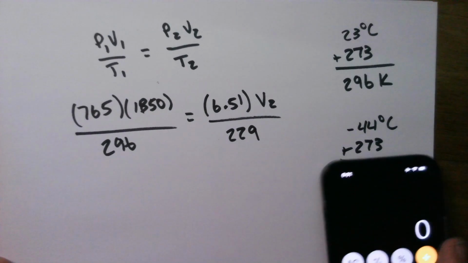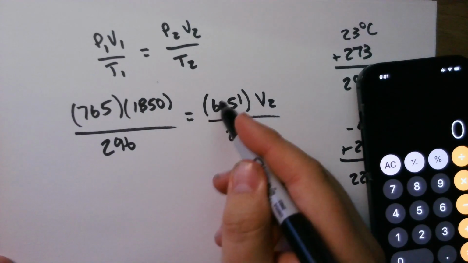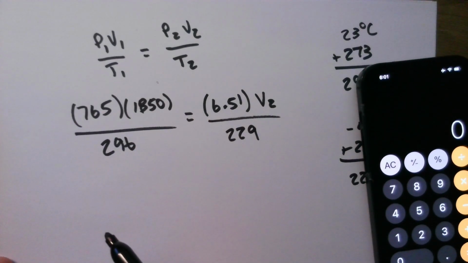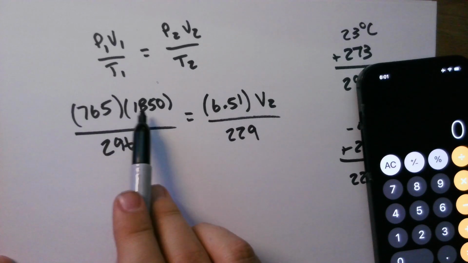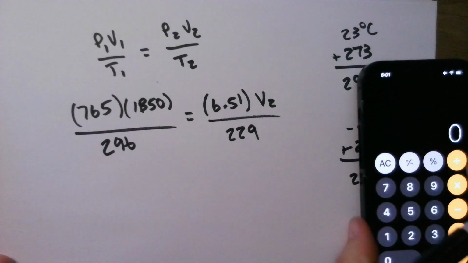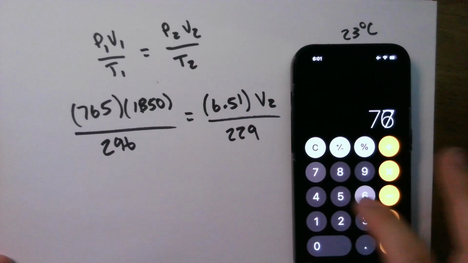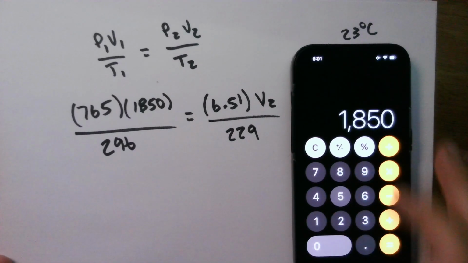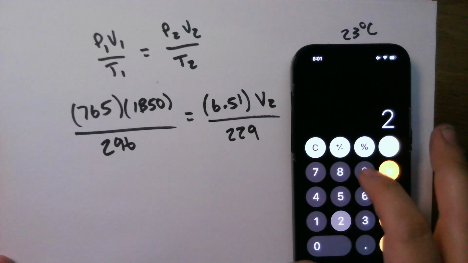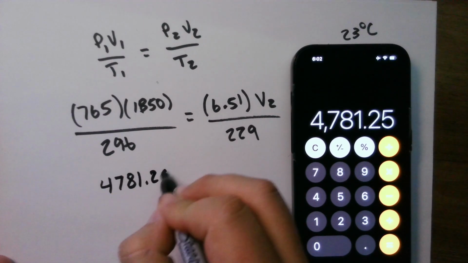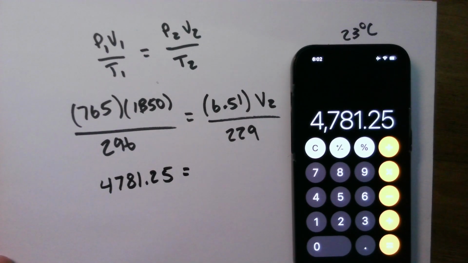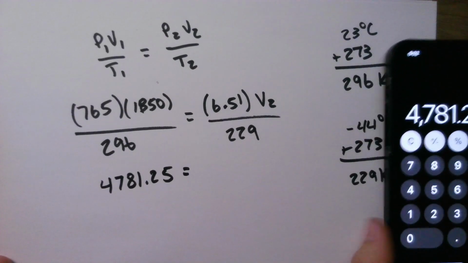You can solve this like a traditional proportion where you cross multiply and set the sides equal to each other. But we don't have to do this super mathematically. We have a bunch of numbers, so we can just simplify them. I'm just going to multiply and divide this left side to simplify it: 765 times 1850 divided by 296 equals 4781.25 on the left. That's a lot easier to work with than all three numbers.